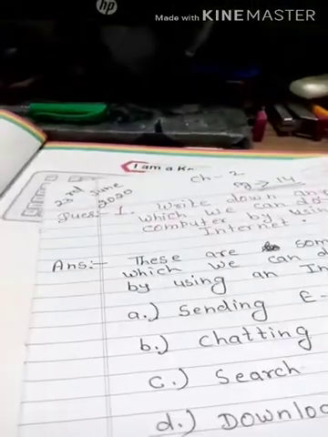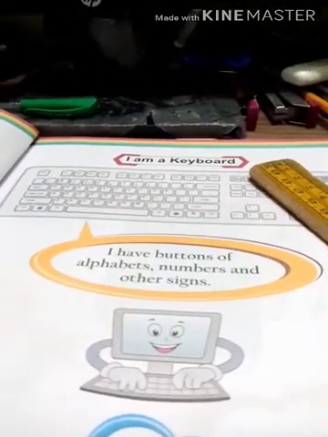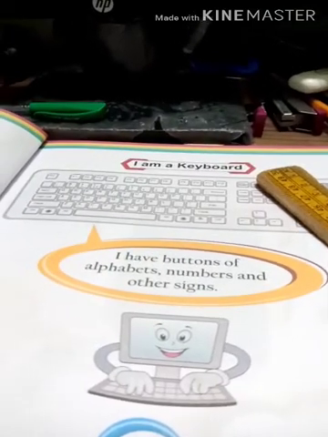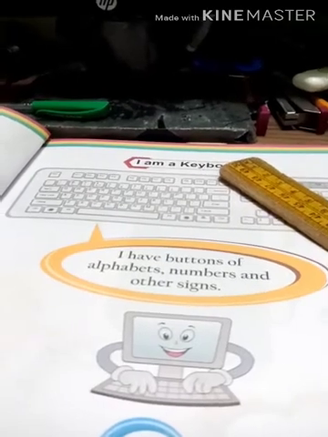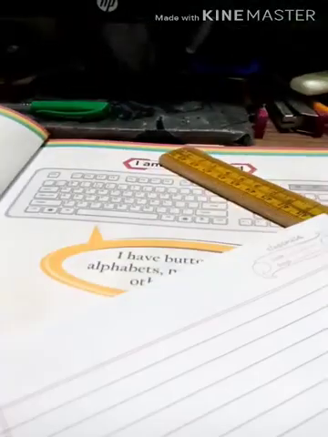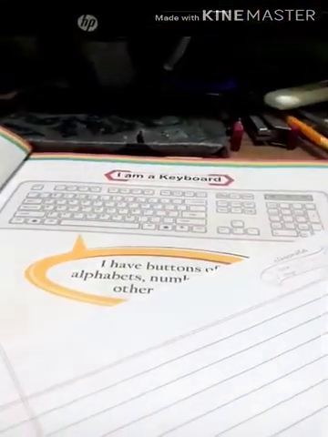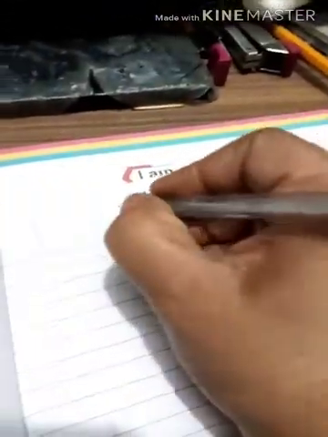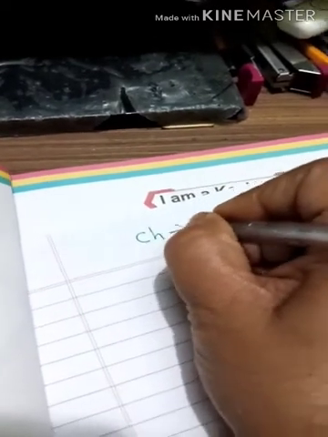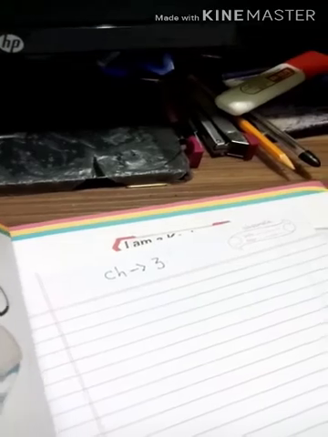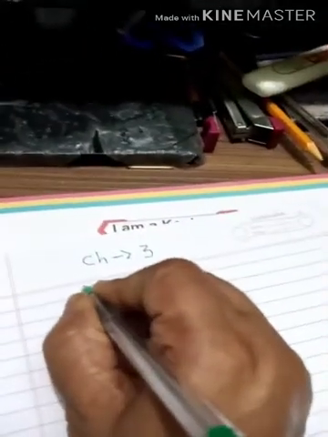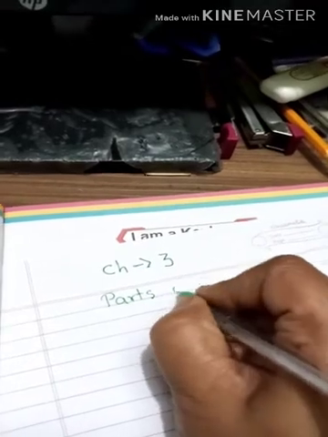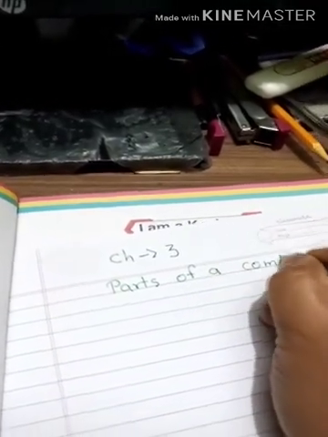So what you have to do is take out a paper. That means you have to open your computer copy, and on a new page you have to write down the name of this chapter. It is chapter number 3. Just like this, you have to write in your computer copy, chapter number 3, and the name of this chapter is Parts of a Computer.